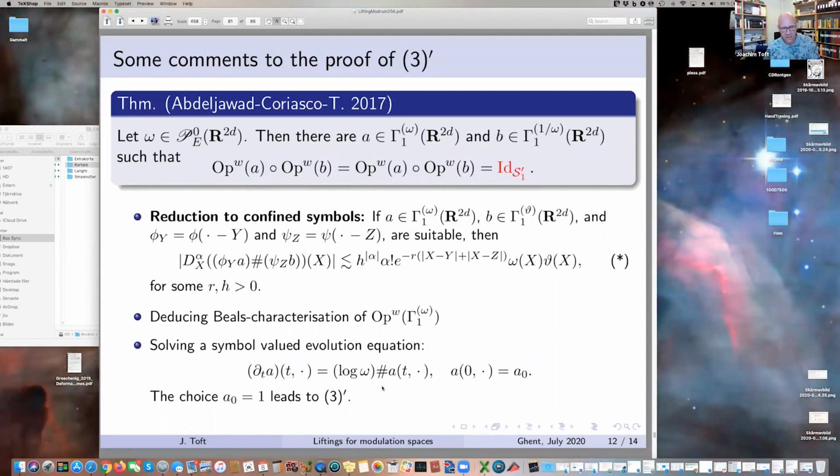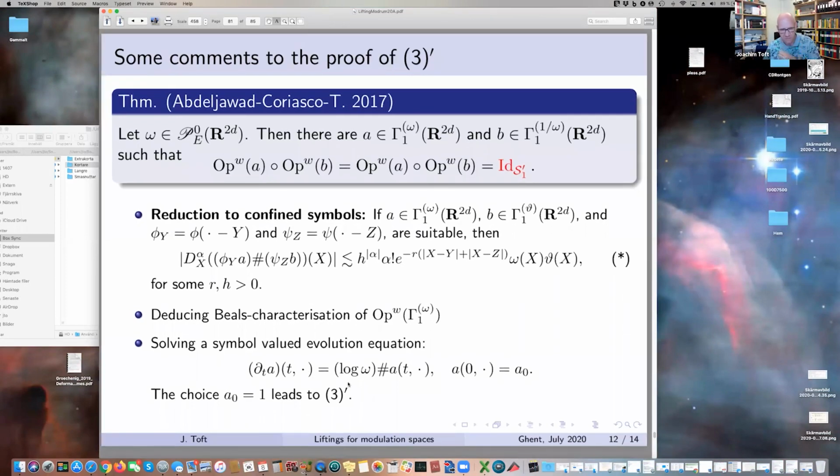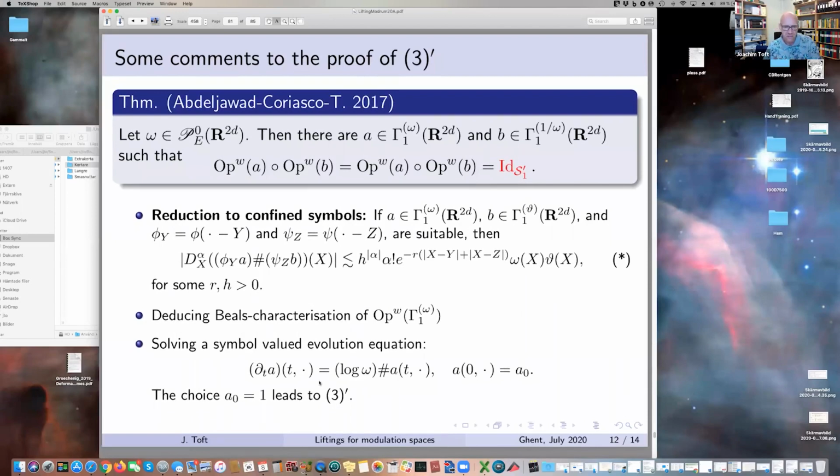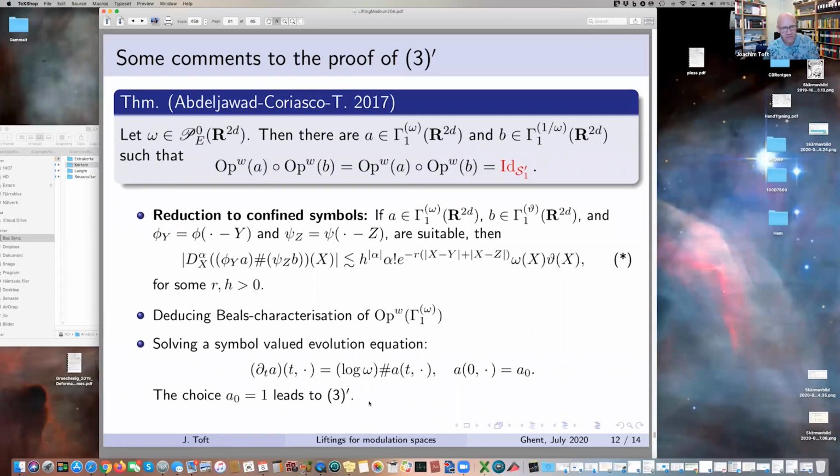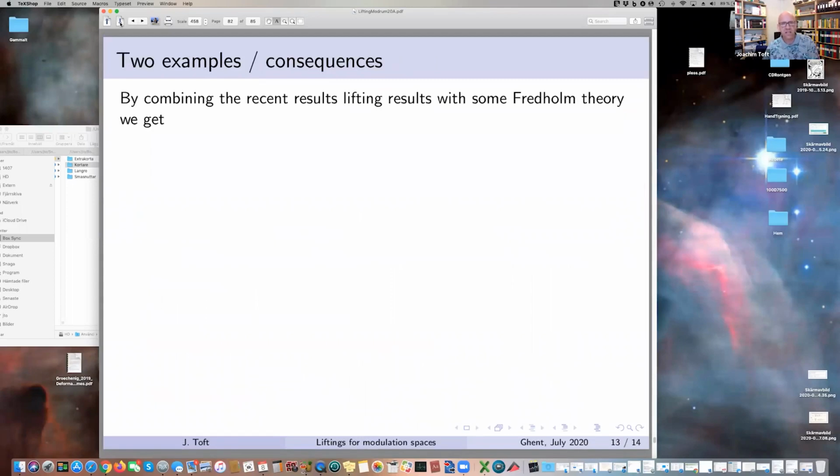And this is very simple. Well, a simplified explanation, but we had to look at the solution. And actually, by solving this problem, taking t equal to 1, and choosing A0 to be 1, we actually got this 3', the existence of these A and B. Okay, 2 examples.